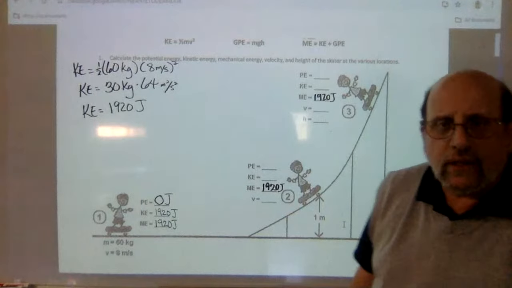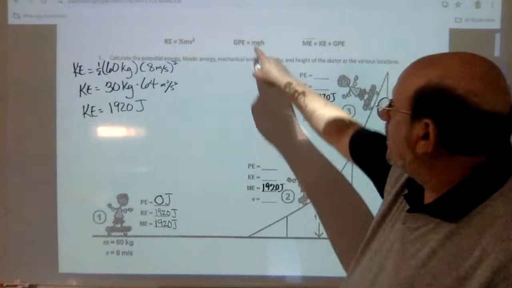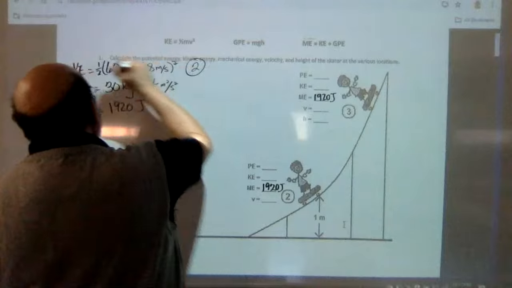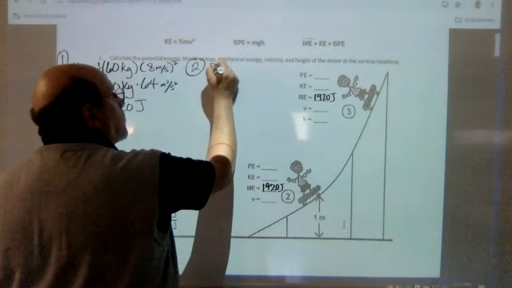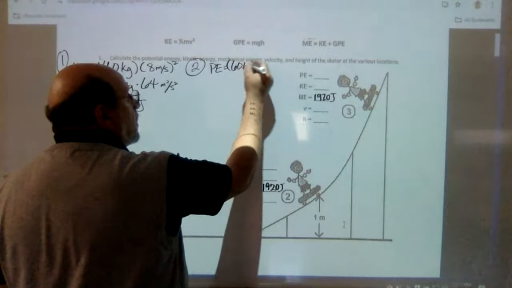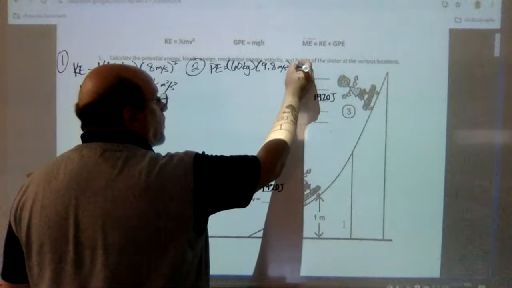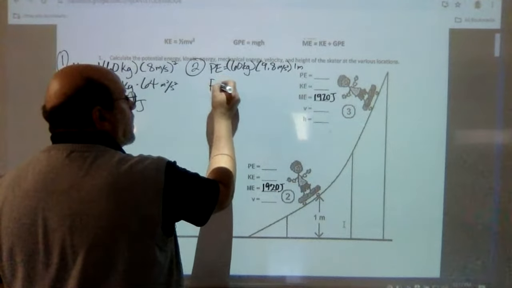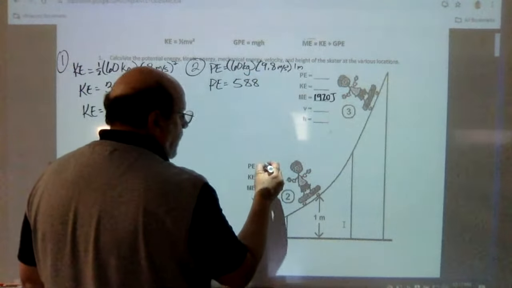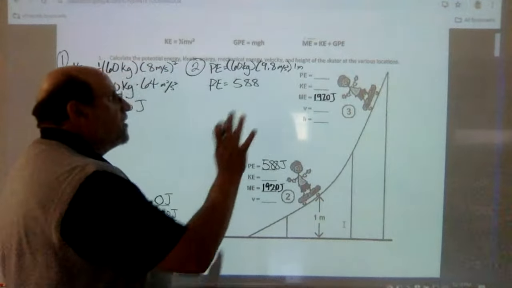All right, so we're going to move on to this guy. And there is some potential energy here, because they are 1 meter up. So I can use the GPE, or potential energy formula, to find out what that potential energy is. So at 2, this was number 1, the PE, or GPE, is going to be equal to the mass, 60 kilograms, times gravity, 9.8 meters a second squared, times the height, which is just 1 meter. And when we do this math, PE equals 588. Remember that 588 because it's an important number. We're going to use it later on.